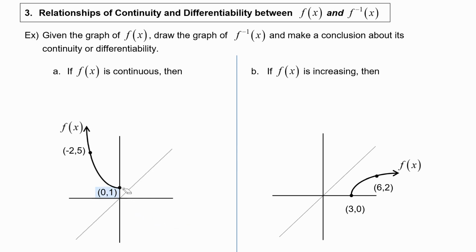So if f of x has the point (0, 1), then f inverse is going to have the point (1, 0). And if f of x has the point (-2, 5), then f inverse is going to have the point (5, -2). So then the curve would look something like this. And this would be f inverse of x. And what we can see is that if f of x is continuous, which this f of x is, then it makes sense that f inverse of x will also be continuous.